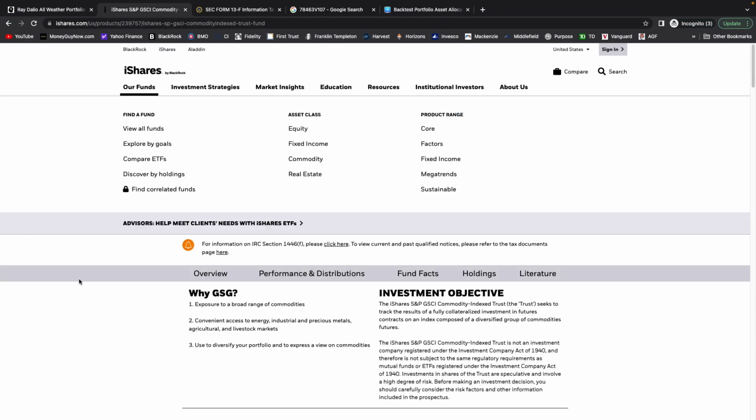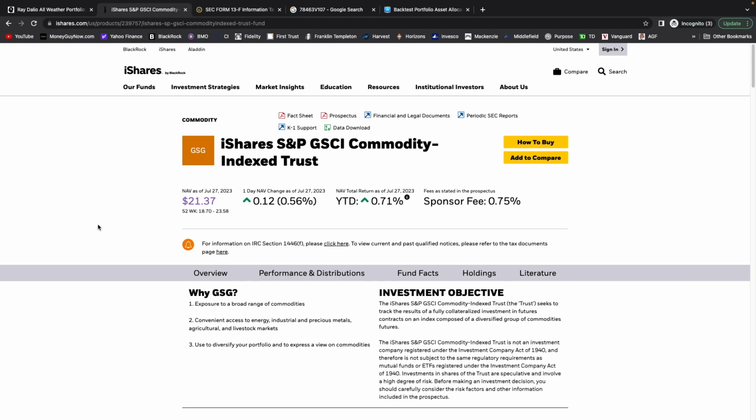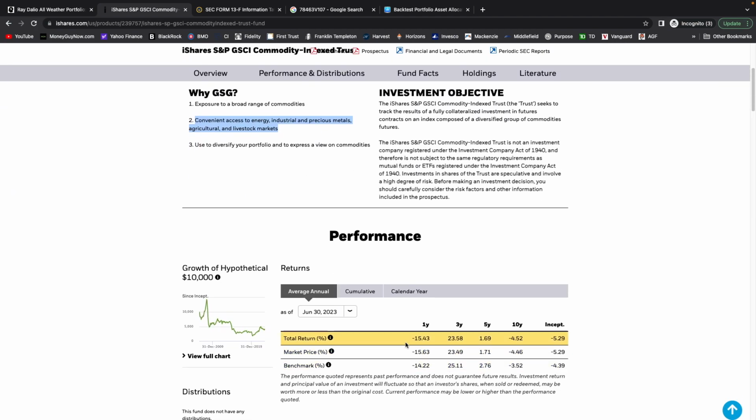So I just want to quickly talk about the commodity fund. No one really talks about these investments, and I would consider this a higher risk investment and maybe something to avoid. We'll look at the performance in just a sec, but basically it's a way to conveniently access energy, industrial, precious metals, agriculture, and livestock markets. So basically, it's more about investing in the actual product itself than a company. So if we scroll down, we see it's down quite a bit on the year and has a negative 10-year number. So something I would just say maybe avoid.